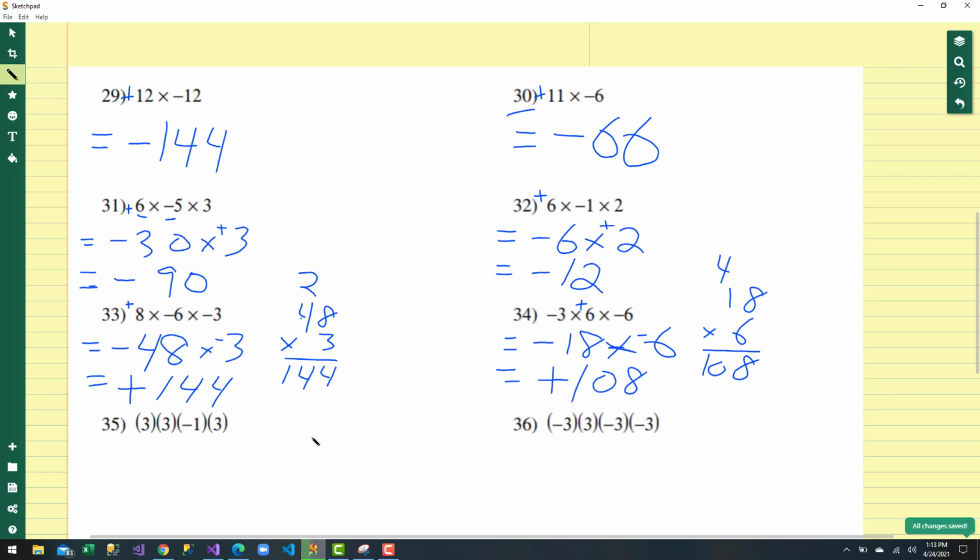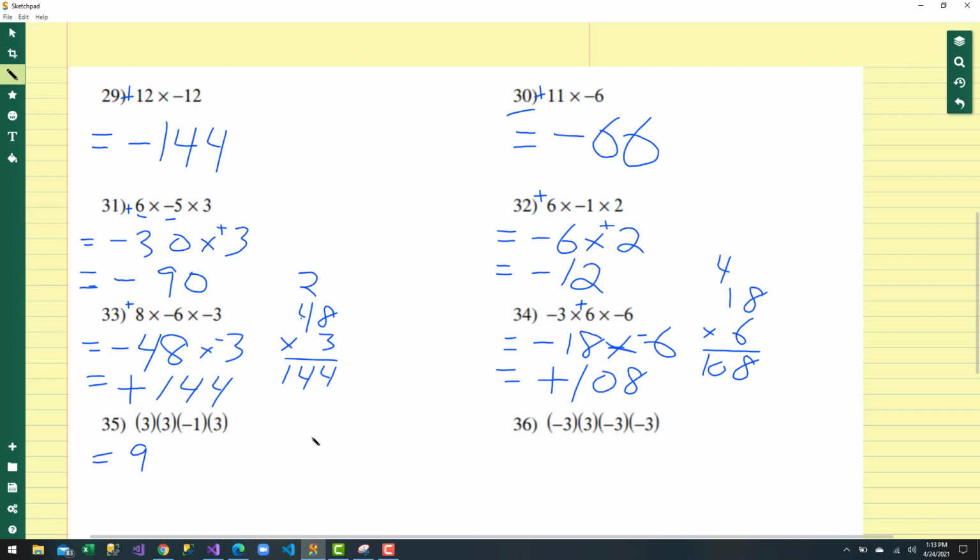All right, let's move on to 35. Now, this looks a little bit tricky. Now, as you get faster, you'll see how easy this becomes. We have a positive 3 times a positive 3. So I'm going to help you do this mentally here. So positive 3 times positive 3 is two positives make a positive. So that's positive 9. Okay, and I'm going to solve this two ways actually. So that way you guys get two different tricks.